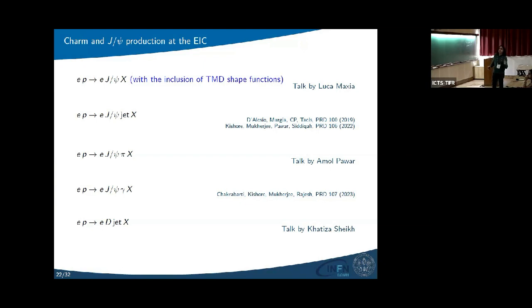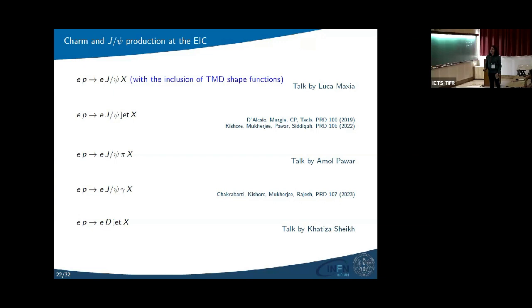In order to have a TMD factorization, one needs to include TMD shape functions, which I've ignored in this talk so far. One can have J/psi and a jet, and this will be studied also by Asmita and collaborators. Also, J/psi and a photon, for example, also studied. J/psi and the pion will be the talk by Amol later. And also, we can have, instead of quarkonium, just a charm which fragments in a D, and have back-to-back D meson and jet. Also, this will be discussed later.